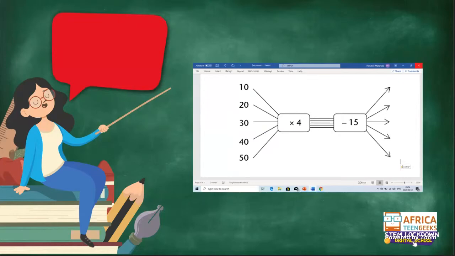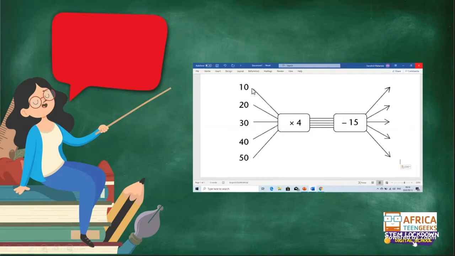Right. And then the second one, the x is 20. Joanna? So the answer is going to be 65 because 20 times 4 equals 80, and then 80 minus 15 equals 65. All right, so you got 20 times 4, which is 80. Then 80 minus 15 gives you 65. Yes, that's correct.